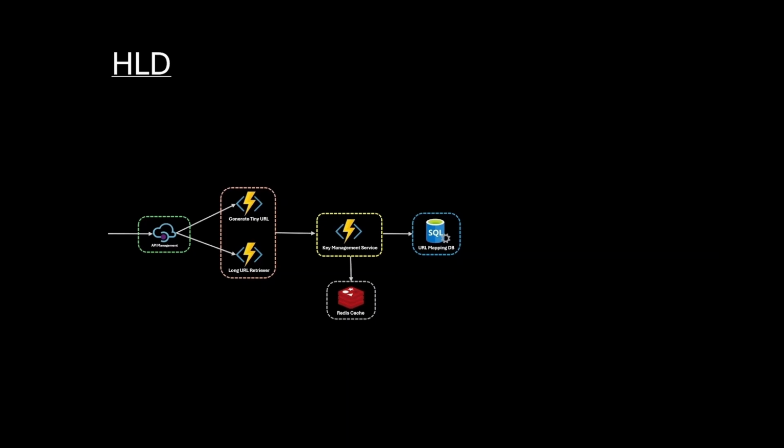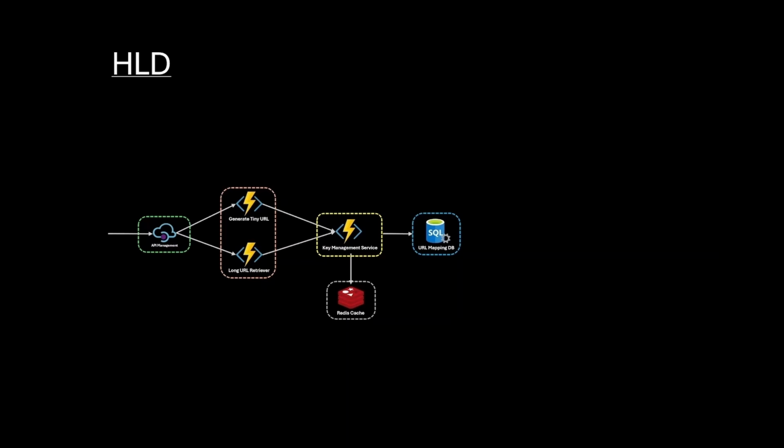And for long URL retriever, when you send those seven magical characters to long URL retriever with a get call, you would receive the long mapped URL from that endpoint. These generate tiny URL and long URL retriever will further make a call to key management service. It will perform all the complex logic, and that's why we will create a separate Azure function for that. Key management service may then make a call to Redis cache. This we will not implement. It is optional. If you create your own tiny URL service, this is the idea.